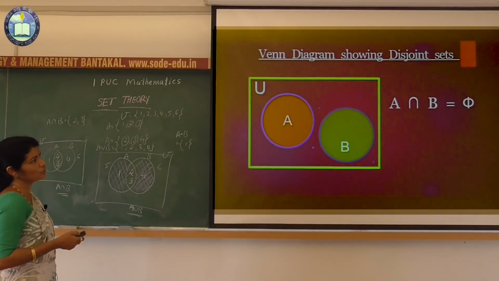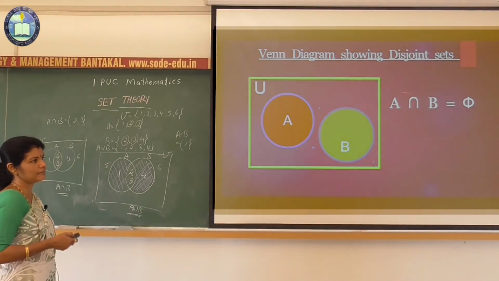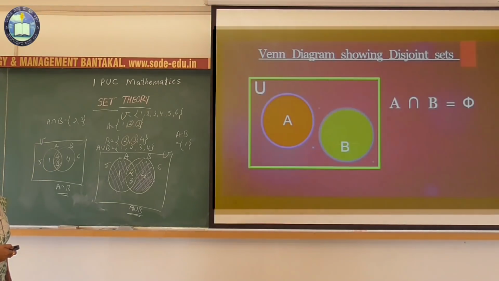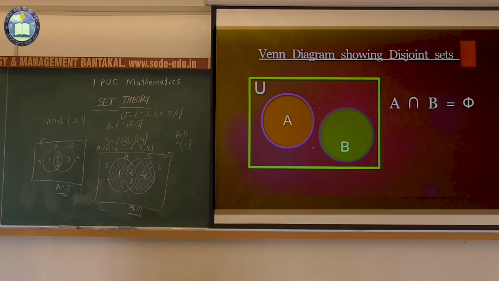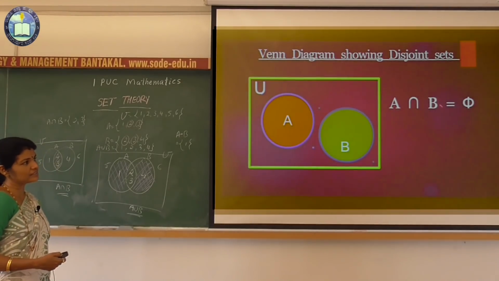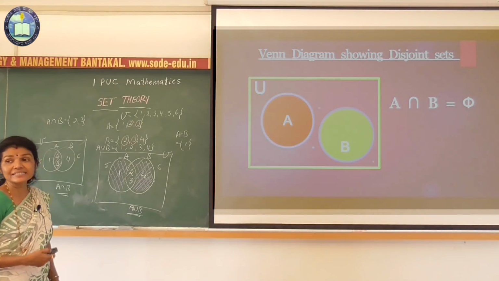Consider Venn diagram showing disjoint sets. So as I said earlier, when two sets A and B are given, before drawing the circles, we have to check whether common entries are there or not. If common entries are there, like this you have to draw two intersecting circles and the common entry to be filled first. But if the common entries are not there, meaning A intersection B is the null set, then you have to draw two non-intersecting circles.